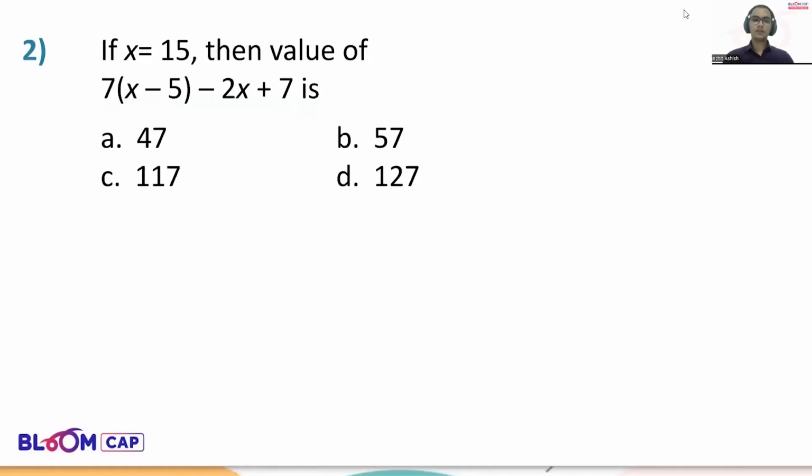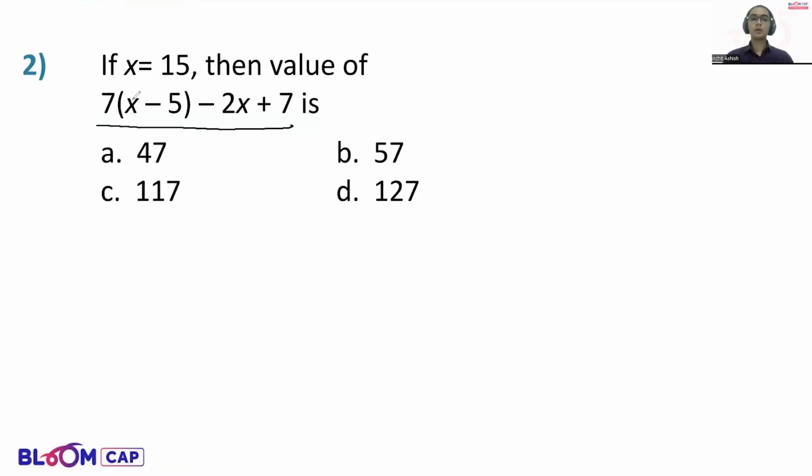If x is equal to 15, then the value of 7x minus 5 minus 2x plus 7 is. Basically, what we have to do is, we have this equation given. We have to find out the value of this equation when x is equal to 15. So we'll input the value of x, 15, in this case. Wherever there is x in the equation, we will remove it and write 15.